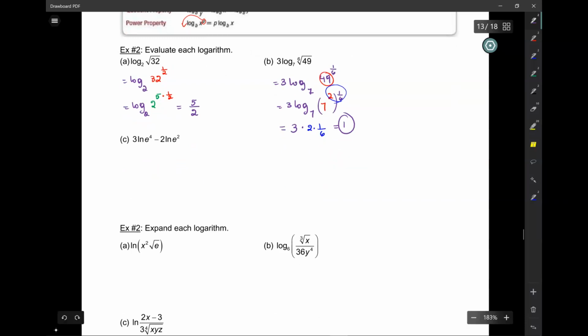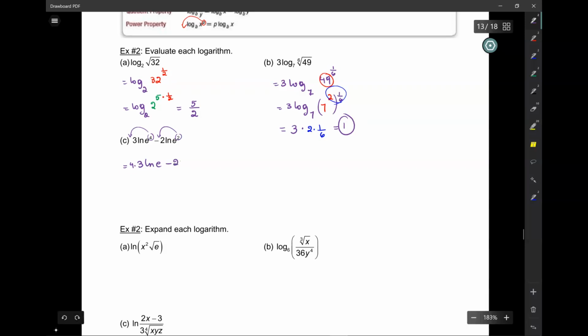So here, the 4 will come down and the 2 will come down. So I have 4 times 3 ln of e, minus 2 times 2 ln of e. ln of e, we know from yesterday, is 1. So here I have 12 minus 4, which is 8. Okay, quick pause for questions.